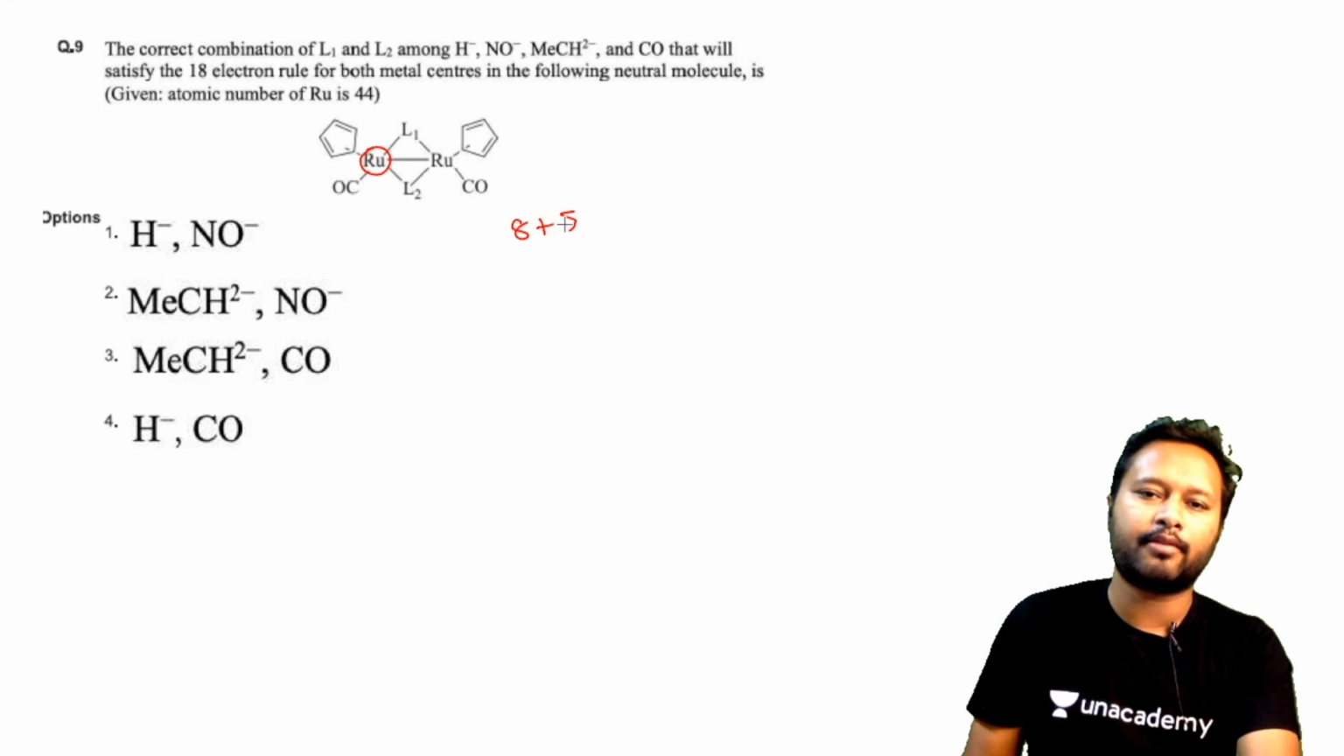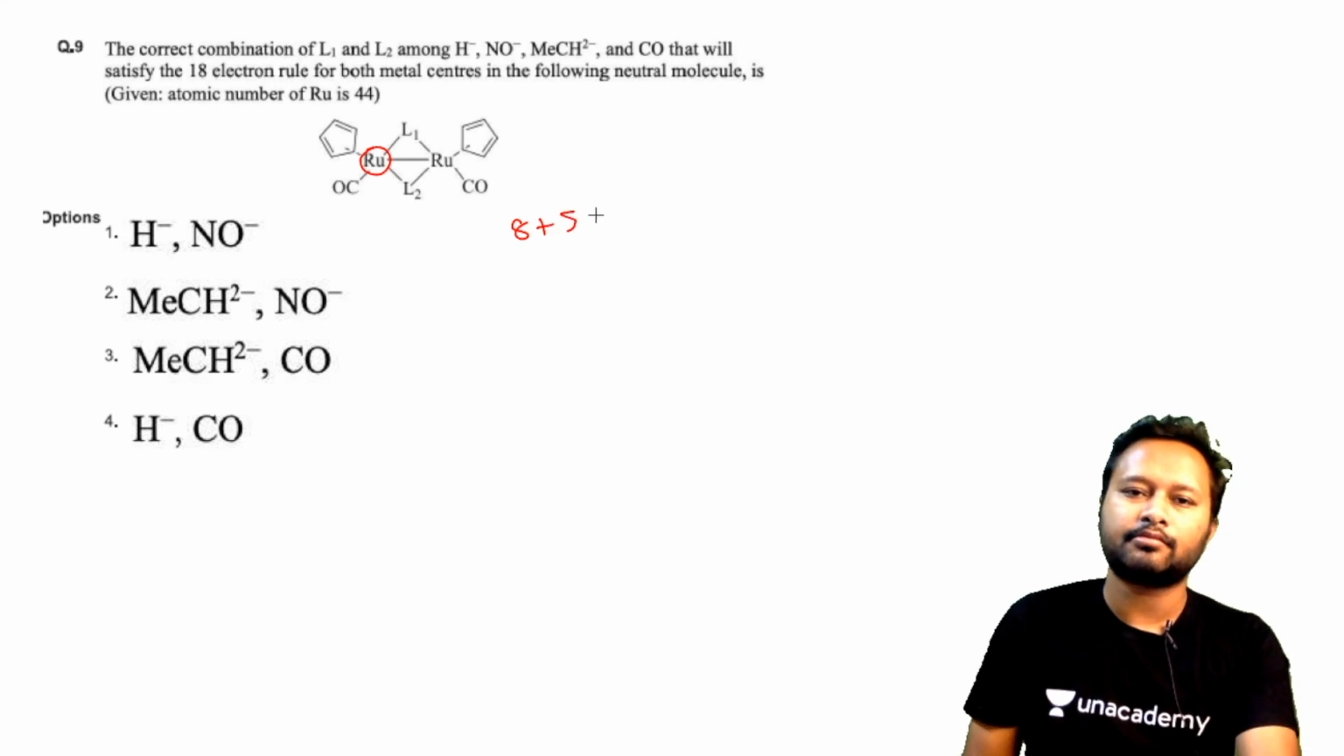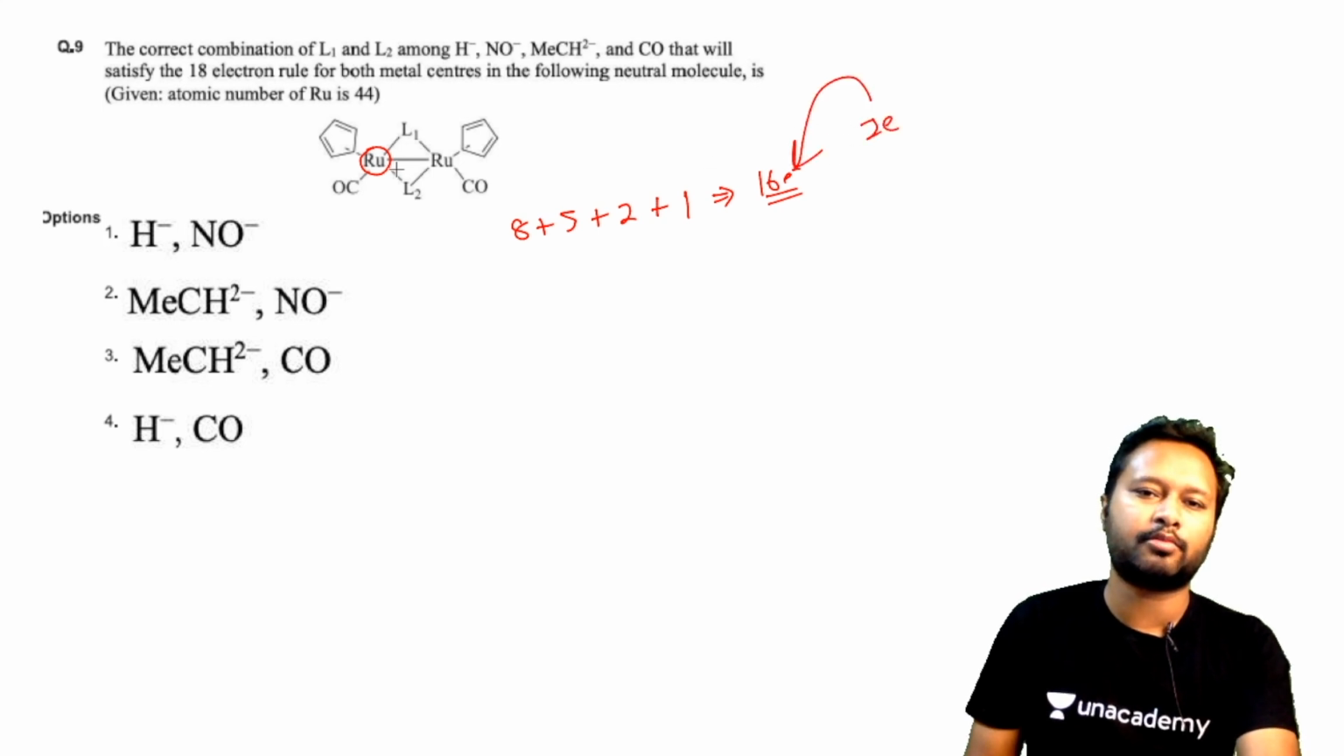5 electrons will come from eta 5 Cp. Plus you will have this carbonyl which is going to give you 2 electrons. Plus you will get 1 electron from this metal-metal bond, right? So overall, if you add them, this will make it a 16 electron species. Now you need 2 electrons more, right? 2 electrons more. So one should be coming from this ligand and one from this ligand.